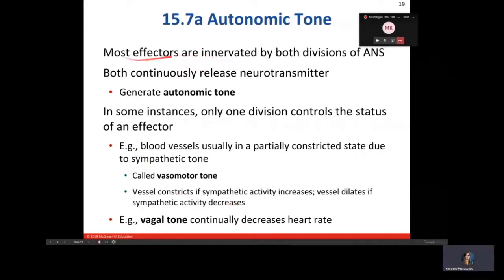And so, as I said before, your heart is going to be innervated by both divisions of the ANS. So they're both continuously releasing neurotransmitter. So your heart has sympathetic and parasympathetic tone all the time. Our vagal tone, right, which is parasympathetic tone, is going to continuously decrease the heart rate because, as we said, we want to be resting more often. And so we don't always want to have our heart rate up really high as if we're exercising. So if you hear the term vagal tone, it means parasympathetic tone because the vagus is a parasympathetic nerve, right? It's a cranial nerve.